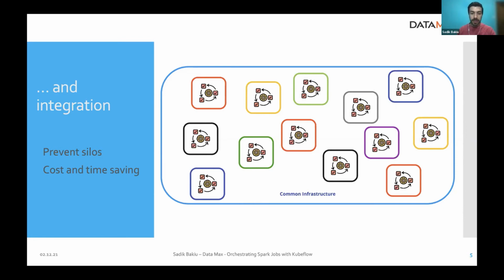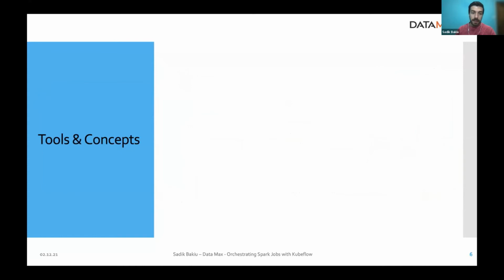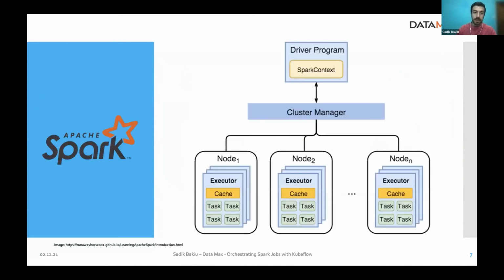By default, most organizations nowadays are running their workloads in Kubernetes, and data workloads should be only one of them. For the distribution framework, I'll be focusing on Spark today. There are other alternatives like Dask, Ray, and so on. But first, let's explain some tools and concepts that we will talk about so that we are all on the same page.